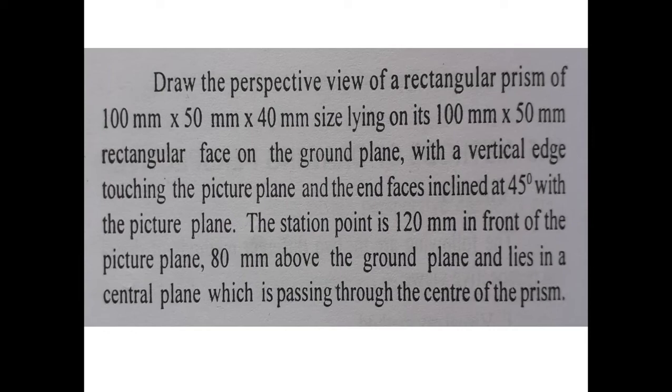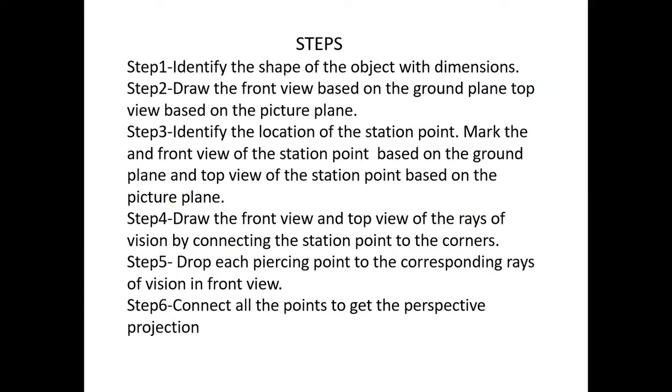Now we will see how to draw the perspective projection. The steps are: first, identify the shape of the object with the dimensions. It is a rectangular prism of dimension 100 by 50 by 40 mm, and it is lying on the ground on its larger face, the 100 by 50 mm face. Step 2, draw the front view based on the ground plane and the top view based on the picture plane. Since it is lying on the larger 100 by 50 mm face, you can draw the top view with one edge inclined 45 degrees and one corner touching the picture plane.